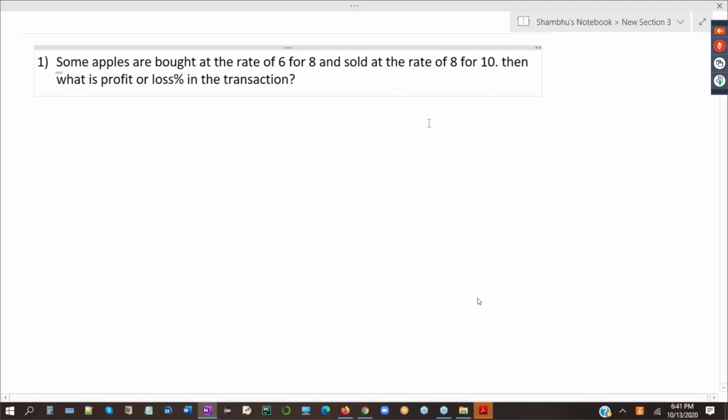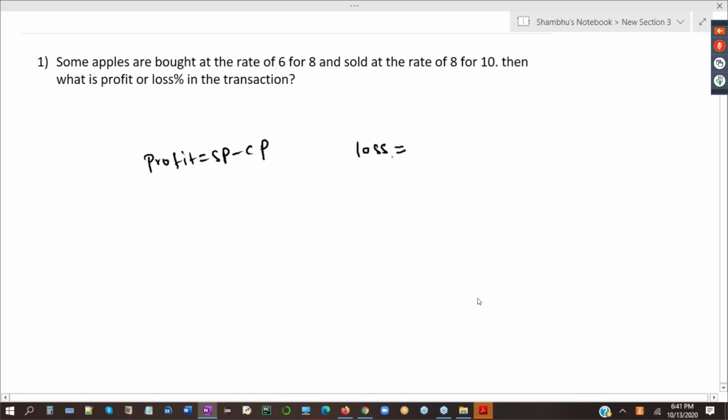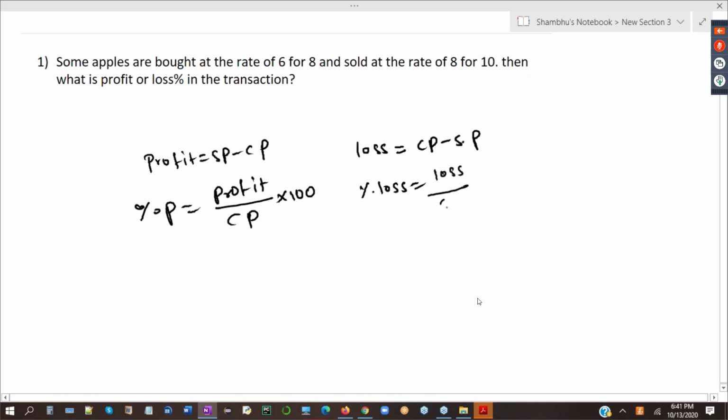Ayush, yesterday I gave the formula again and again. I will not repeat that. Moreover, yesterday I told you to remember this formula. Anyhow, this formula will be used: profit is selling price minus cost price. If there is loss, loss is equal to CP minus SP. Profit percent will be profit divided by CP into 100. Percent loss will be loss by CP into 100. This question is based only on these two patterns.